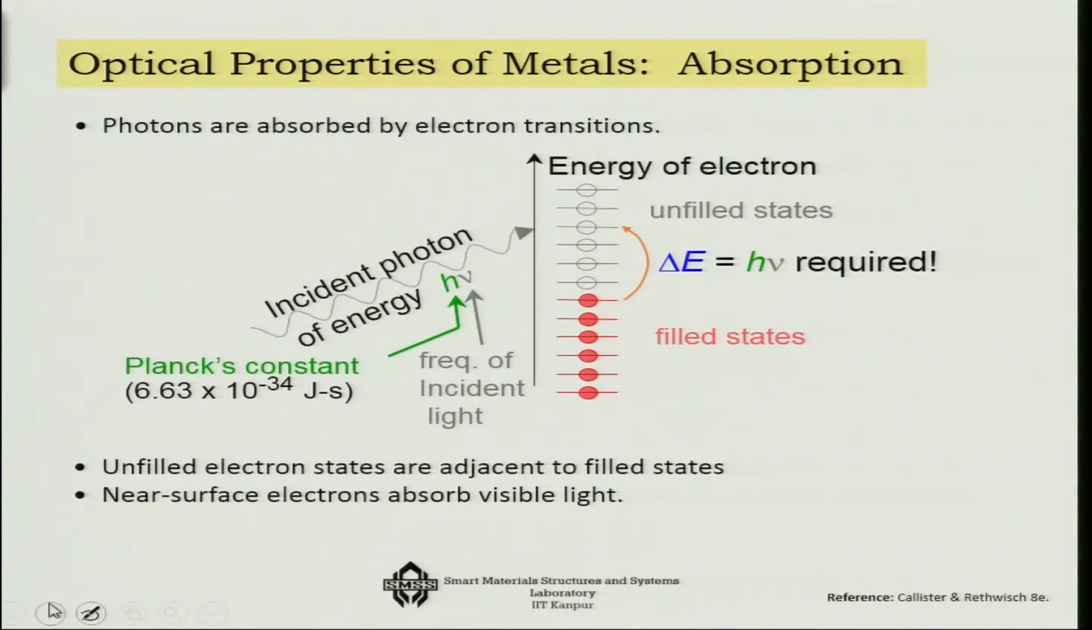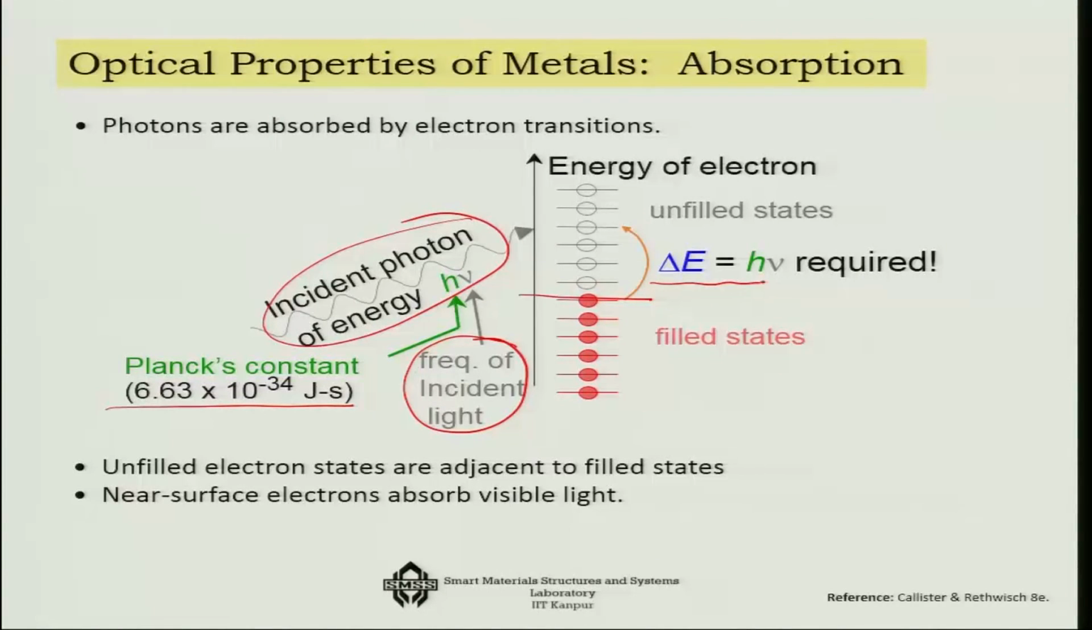Here we are saying the same thing: an incident photon has energy h nu, where h is the Planck's constant and nu is the frequency of the incident light. From the filled state at the Fermi energy level, h nu is the source of the delta E energy, and the electron jumps from here to the high energy state. Unfilled electron states are adjacent to the filled states, so it just does that, and near-surface electrons absorb the visible light in the case of metals.